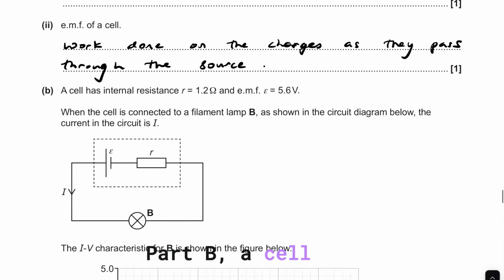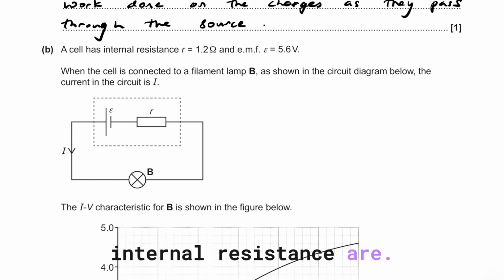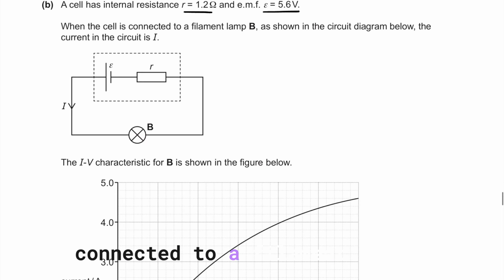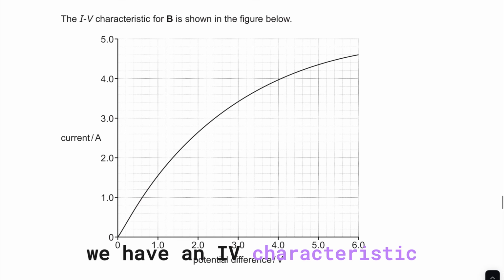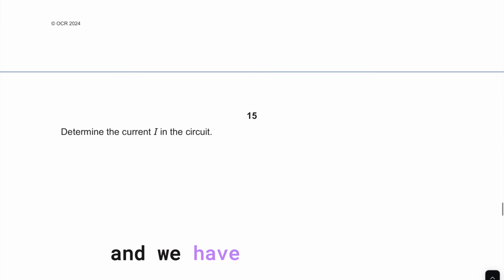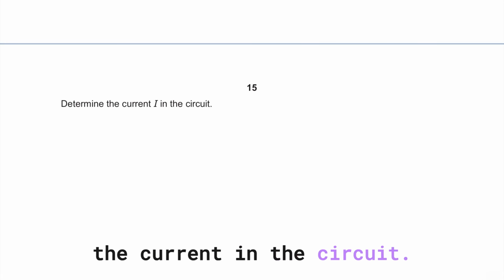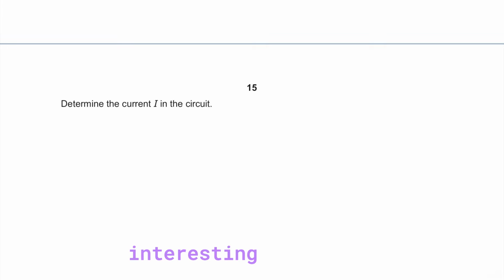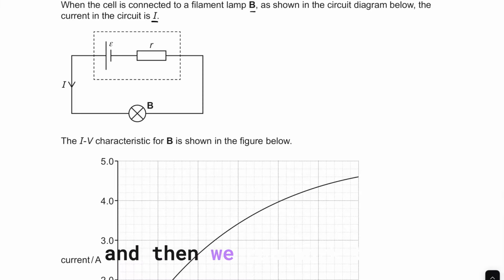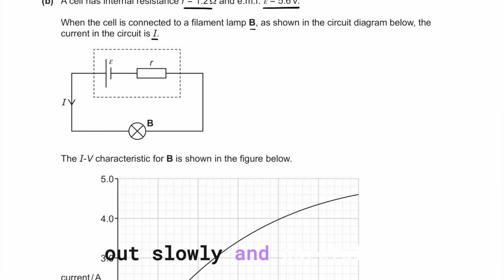Part B. A cell has internal resistance R, which is 1.2 ohms, and an EMF of 5.6 volts. When the cell is connected to a filament lamp B, the current is I. Here we have an IV characteristic for B as shown in this diagram, and we have to determine the current in the circuit. This is quite an interesting question. Let's just look back at the diagram and the graph, and then we can work this out slowly and carefully.